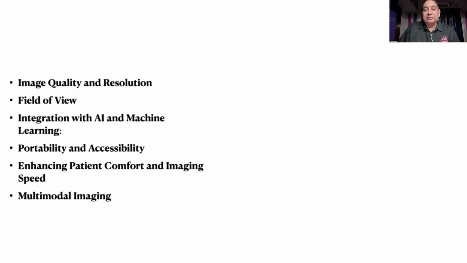People are trying to improve the image quality, the resolution, the field of view. There are a lot of AI and ML algorithms which have been trying to integrate with wide field imaging. We want to make wide field imaging more portable, accessible, and increase the imaging speed so that we can enhance patient comfort. And as I showed initially, we are having more multimodal imaging. At present, we have only structural modalities like OCT, FFA, ICG, autofluorescence. But the future is looking at even functional imaging integrating into wide field imaging.